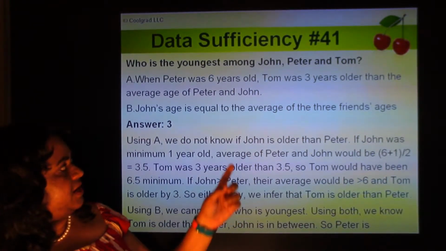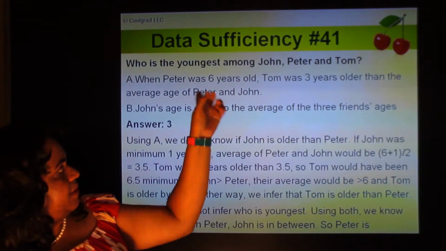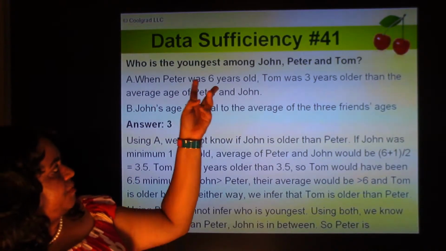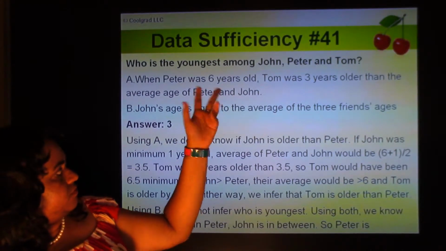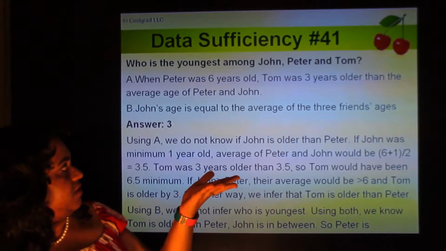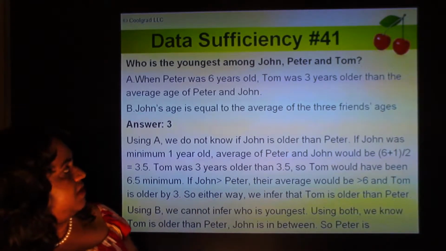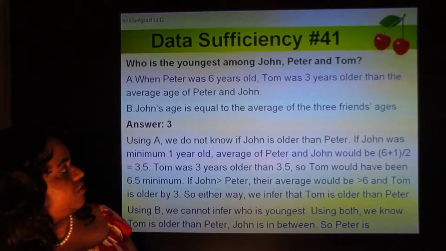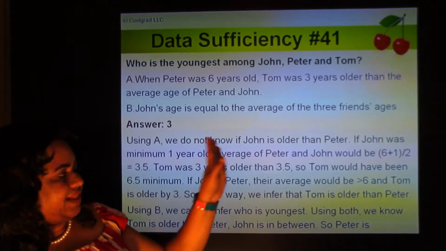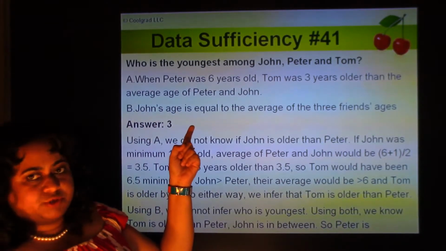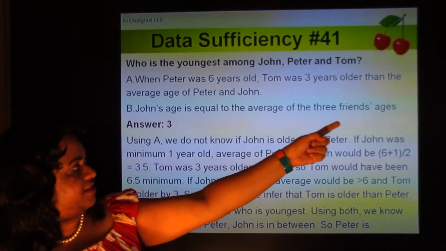So looking at the statement, don't be inclined to think that Tom was older than Peter. We don't know. Let's say the average age of Peter and John was like 3 years, or less than that. We can't have less than that, because even if John was 0 years old, the average would still be 6, and Tom would be 3 years older, and he would be at least 6 years old. Anyway, we'll analyze it later. So we have statement A, and then statement B. John's age is equal to the average of the 3 friends' ages.